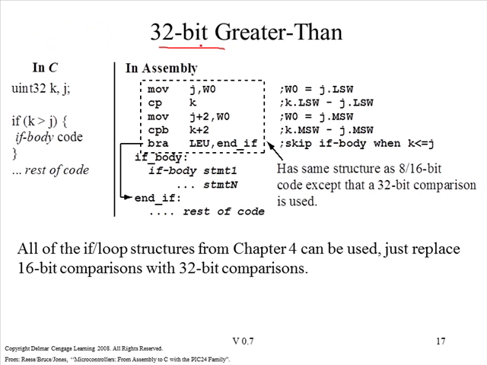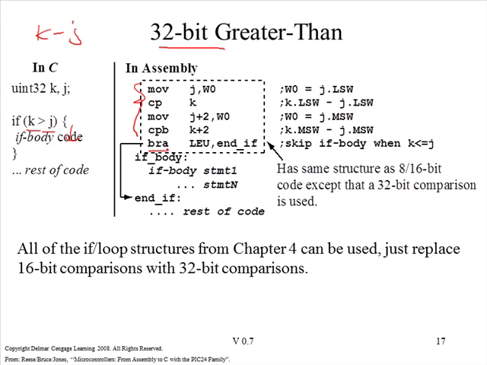Let's look at a 32-bit greater than. We're going to say if k is greater than j, let's execute the if body. Again, we're going to do this in the same way as for our 16-bit code, except when we do this k minus j comparison, we're going to use a 32-bit comparison. So here's the 32-bit comparison, same thing as on the previous slide, where we're going to compare k against j.